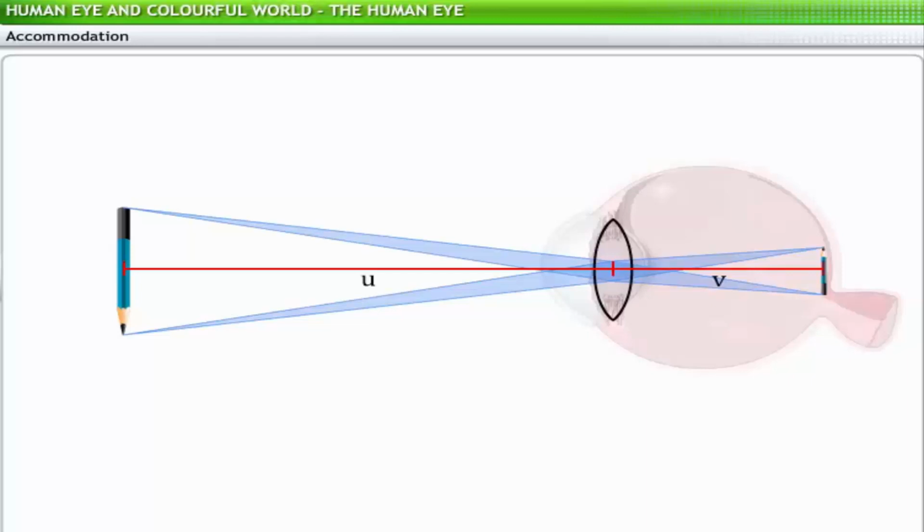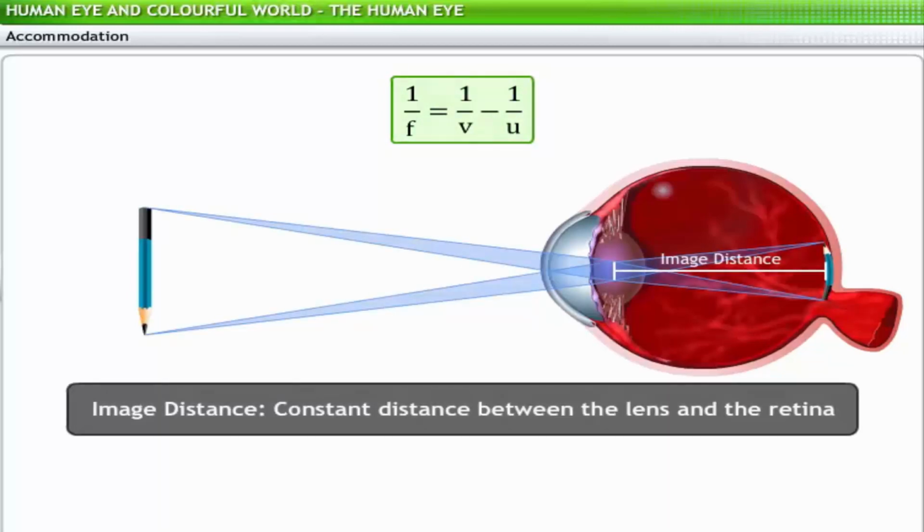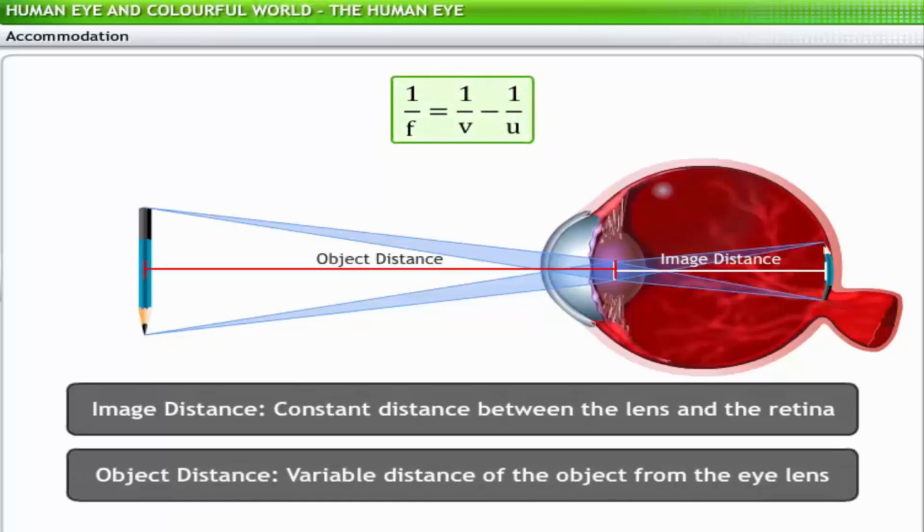Let's refresh your memory. The relation between the object distance u, image distance v, and focal length f is represented by the expression 1/f = 1/v − 1/u. In this relation, all distances are measured from the center of the lens. Applying this formula for the eye, image distance is the distance between the lens and the retina, which remains constant. The object distance is the distance of the object from the eye lens, which may vary.